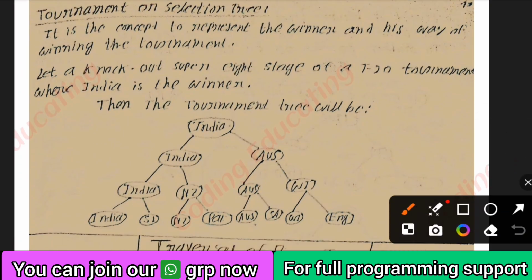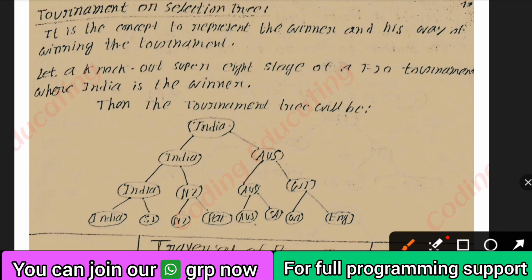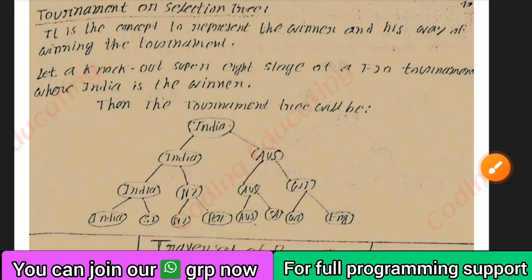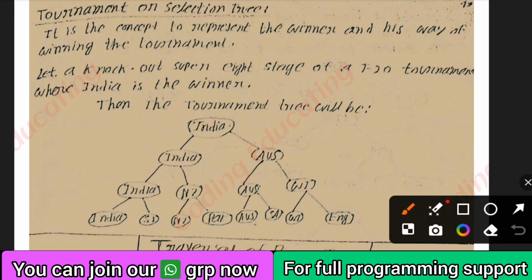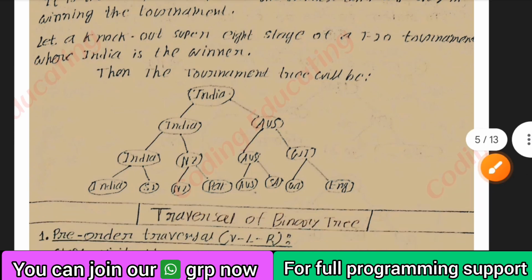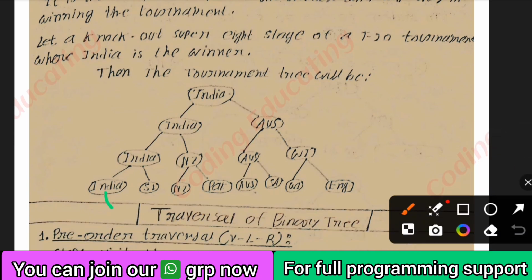Then there is an example: tournament or selection tree. This is called a selection tree. It is the concept of representing the winner and his way of winning the tournament. Say a knockout Super 8 stage of a T20 tournament where India is the winner. Then the tournament tree will be like that. India is the winner. At first India has to win the first match, that's India versus Sri Lanka. India will win, that's why India is written here.